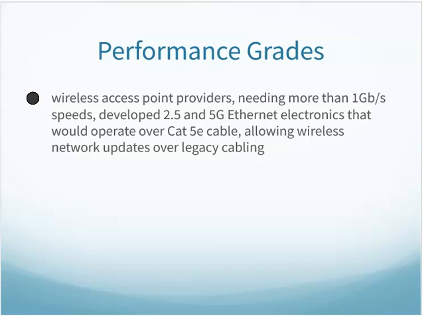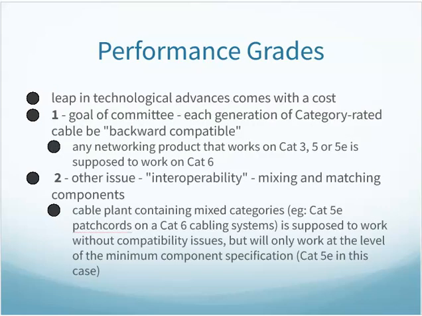They talk real quickly about access points and how access points were needing more than 1 gig. So they were actually developing the electronics to operate over the 5E cabling that existed. So you could have a newer wireless network using older legacy cabling, if you will. So things along the line have developed to progress, but use existing equipment instead of having to tear all the cabling and everything out.